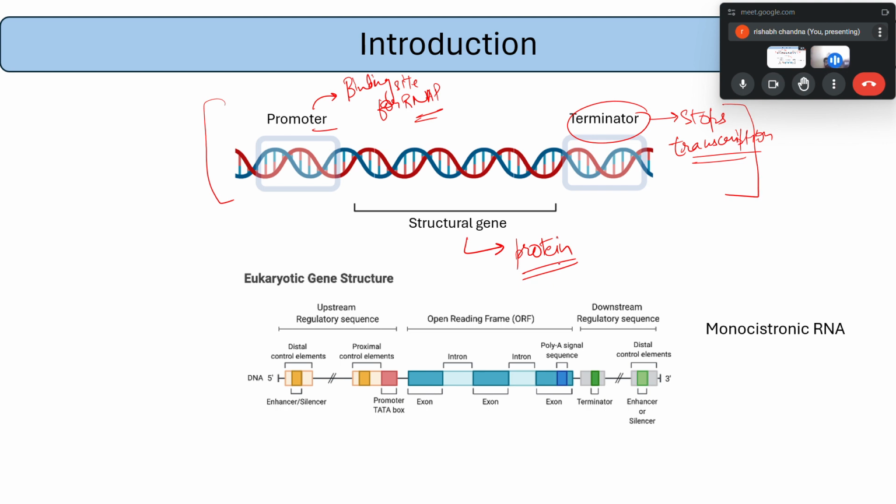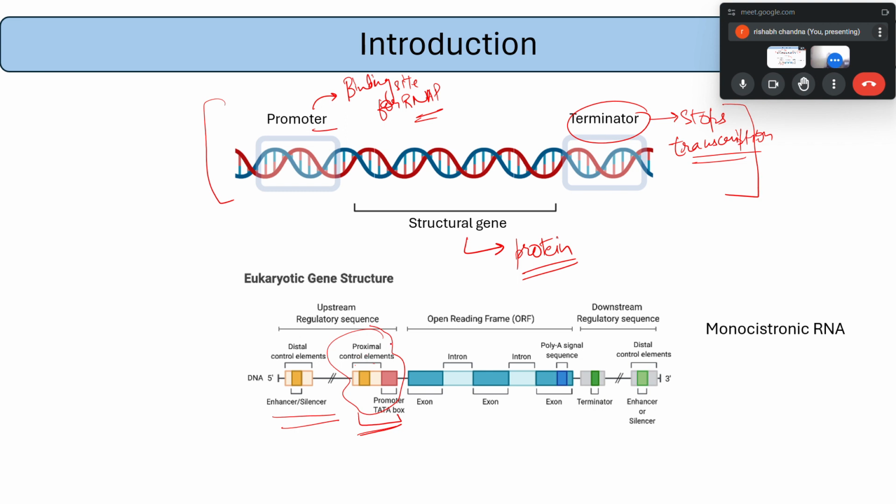Okay, so in eukaryotic gene structure, we have the upstream regulatory sequences that basically consist of the promoters, these are proximal control elements and the promoter. This is the major promoter that is being recognized, and then we have certain elements like enhancers or silencers. These are called distal control elements that control the binding of RNA polymerase and various transcription factors on this particular proximal control element site.